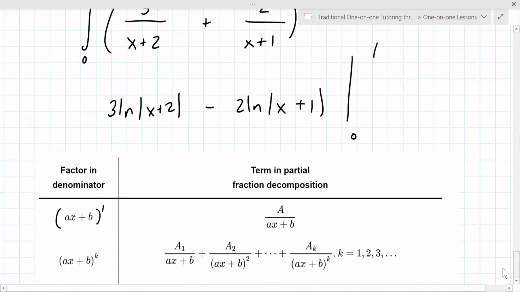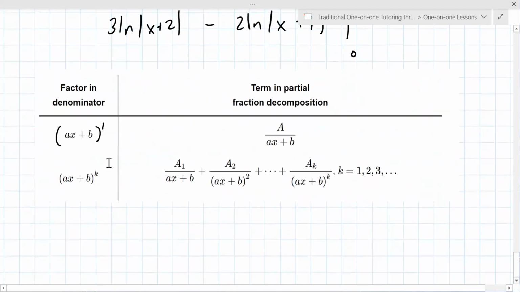So what this template chart is showing you is that you put your letter over each one, and the one we're using is this, big B over the next one, Cx plus D, like that. That's the one we've been doing.